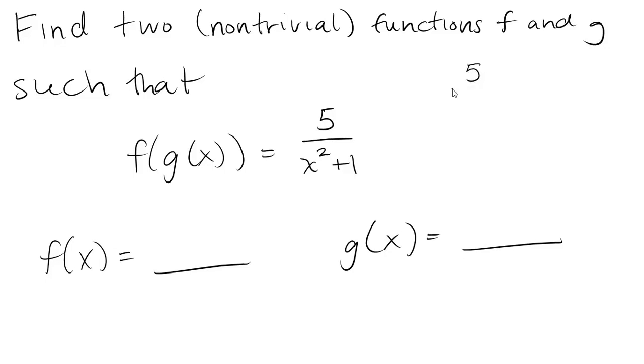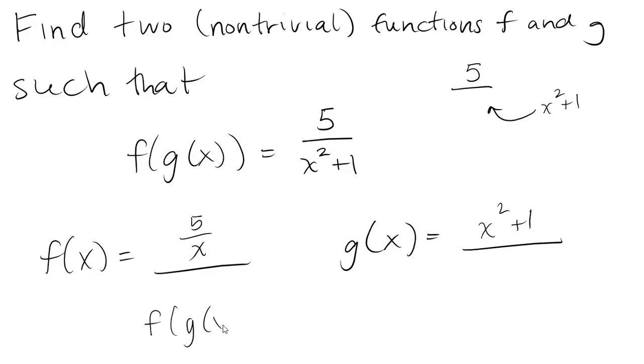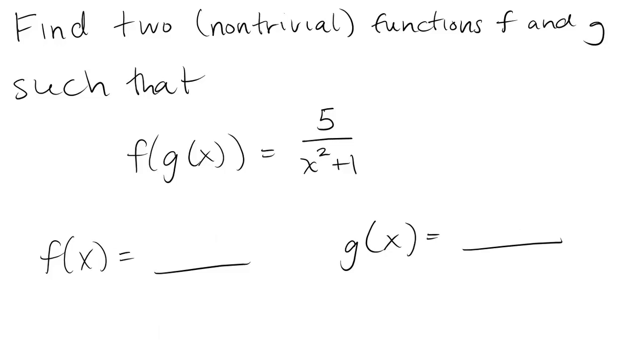I see 5 over something. And what do I need that something to be to get the original function? Well, I want to plug in x squared plus 1. So to me, the inner function g of x is x squared plus 1, and the outer function is 5 over the input, which would be 5 over x, because we're calling this function f of x. If you compose these, you'll get the target function. f is this function 5 over the input. The input is g of x. g of x is x squared plus 1. It works.